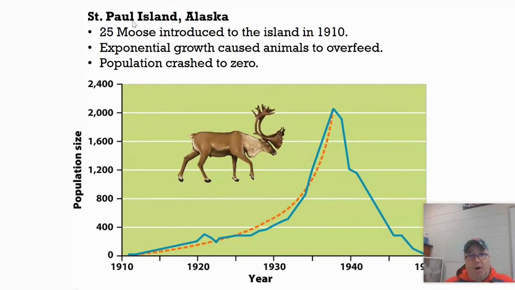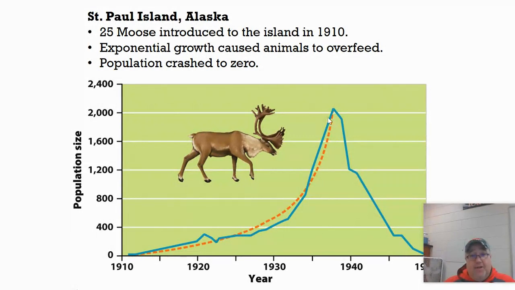Just a really good example of this here. This is St. Paul Island up in Alaska. Moose were introduced there back in 1910. And at the time, there was no predators of these moose on the island. So you can imagine what happened with those moose. They have no predators. So they had plenty of food, plenty of living space. So they began to grow exponentially, right? You'll notice the shape of this curve here.